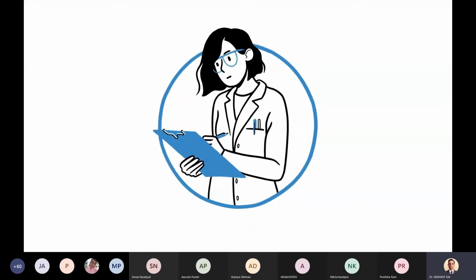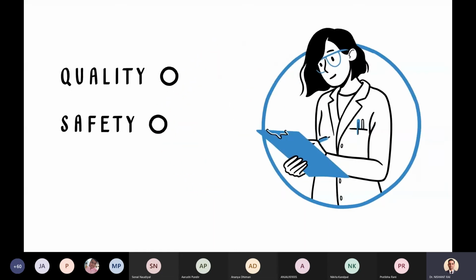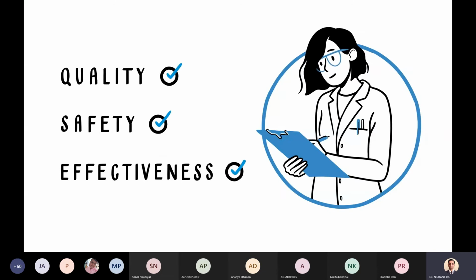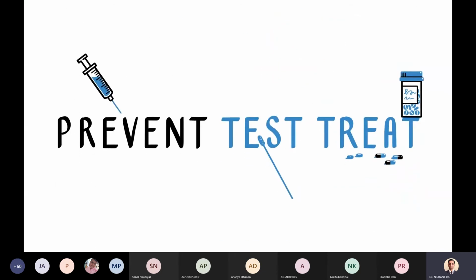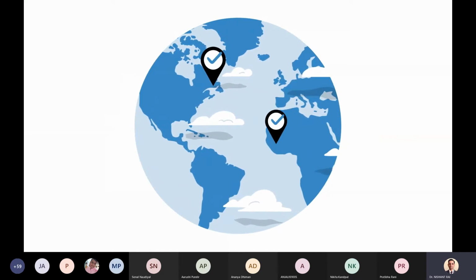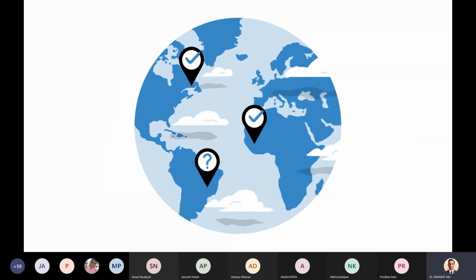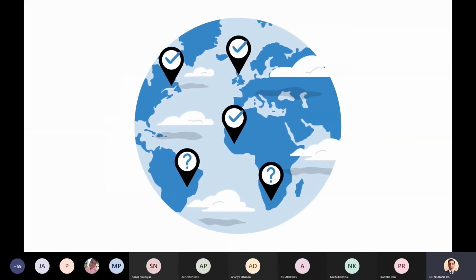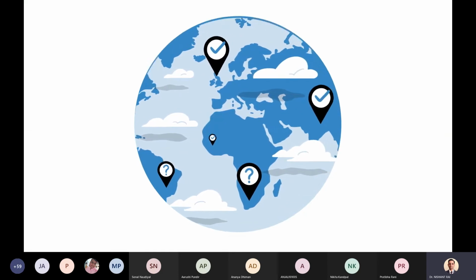Before vaccines, medicines and diagnostic tests can reach people, they must be evaluated to make sure their quality, safety and effectiveness are up to standard. This protects people from potential harm and ensures the products do what they are meant to do: prevent, test and treat disease. But many countries don't have the resources to carry out this crucial step, which can cause delays in getting life-saving products to those who most need them.